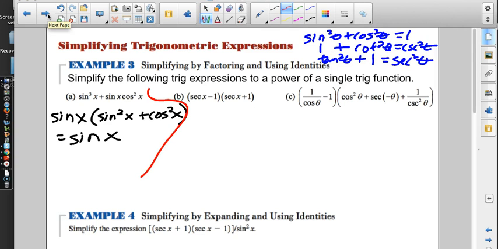B. That's already in factored form, so that's a hint that maybe we should multiply it together and see what happens. This would be secant squared x. Hey, they're conjugates. Going to be no middle term. Last times last, minus 1. Secant squared x, wait a second. Secant squared x minus 1. What would it be? Tangent squared x.